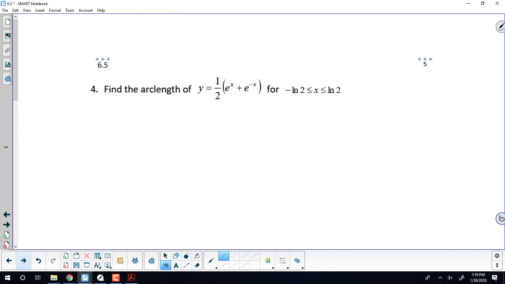All right, so I want y'all to try the arc length of 1/2 e to the x plus e to the negative x.